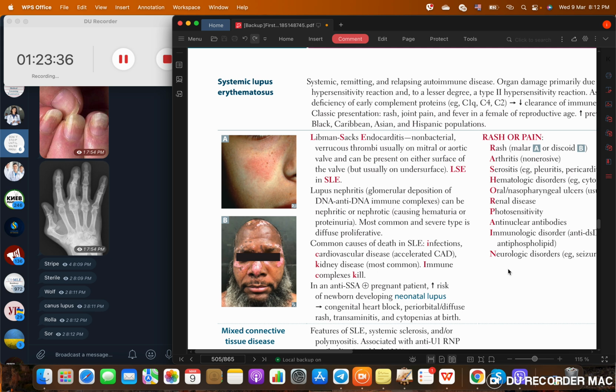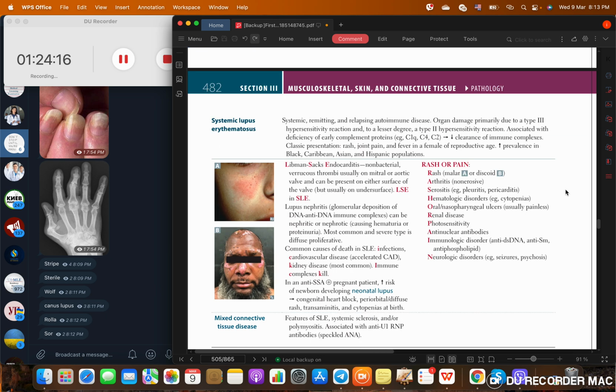Okay, so in an anti-SSA positive patient, they have an increased risk of the newborn developing neonatal lupus. In neonatal lupus, the anti-SSA is an IgG antibody which can pass into the fetus through the placenta, and it can go to the conduction system of the heart of the fetus, and it can lead to an AV block in the fetus. So congenital heart block, periorbital diffuse rash, and transaminitis, which is an inflammatory condition of the liver that increases the transaminases, and cytopenias at birth.